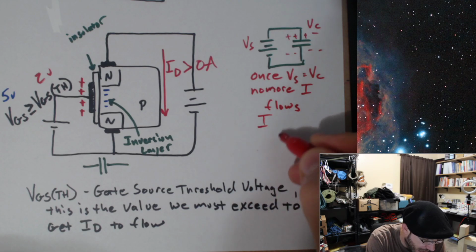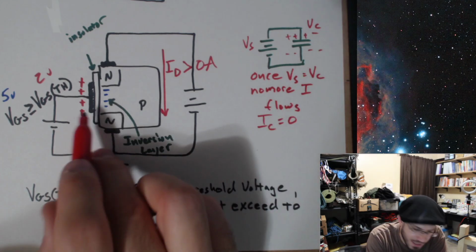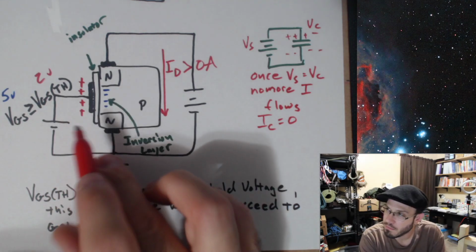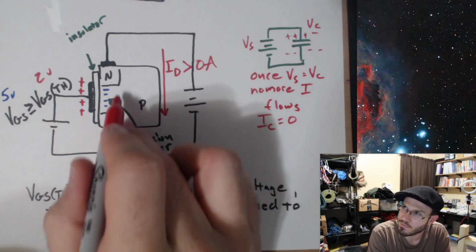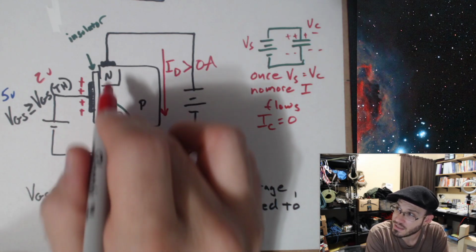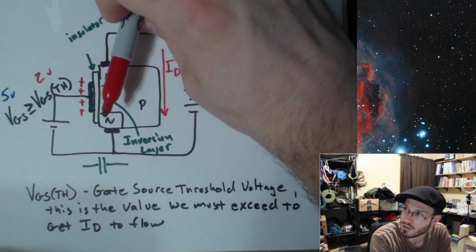In other words, IC equals 0. And that's the same thing that's happening here. So it is merely a voltage being applied to the gate that causes this inversion layer to develop, that creates the channel for the drain current for these electrons.